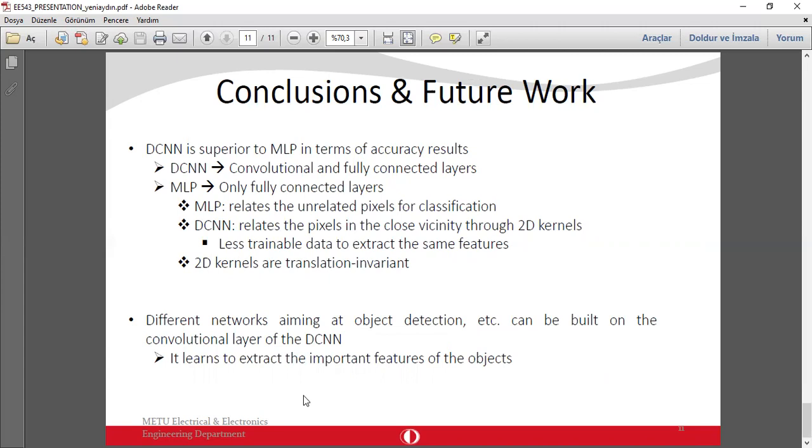And in the future work, it is aimed at object detection built on the deep CNN, since it extracts important features of the objects at the first convolutional layers.